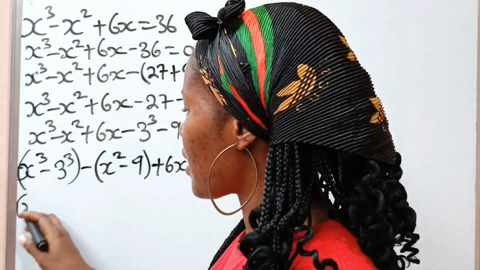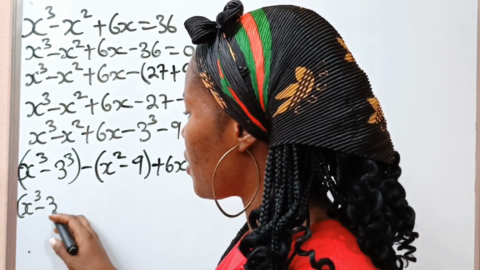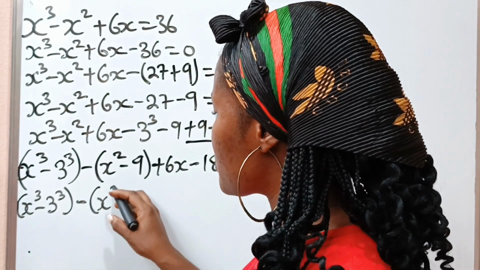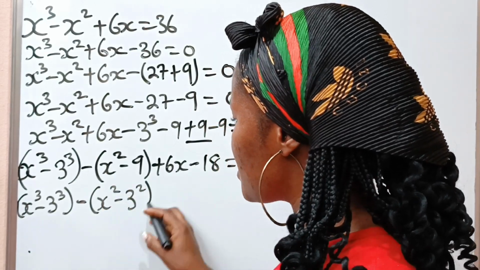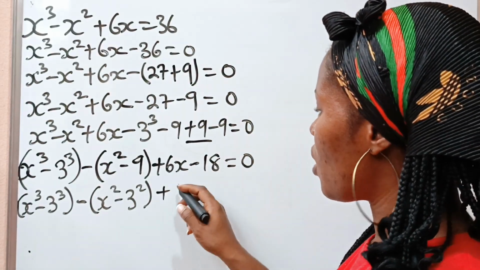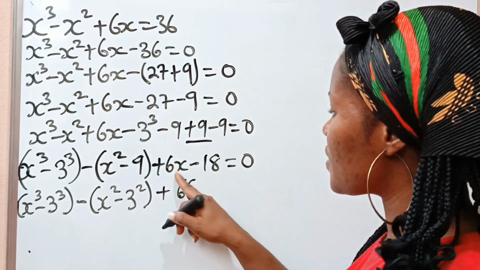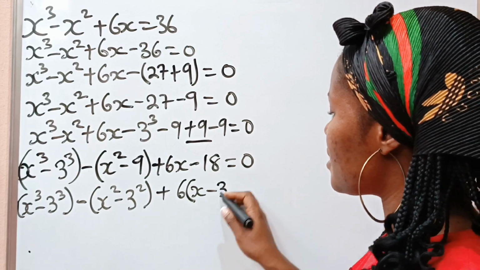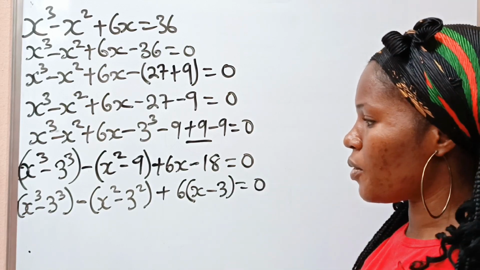So we have x to the power of 3 minus 3 to the power of 3 minus x squared minus 3 squared. Notice that I formed a difference of 2 squares from here. Plus, now let's factorize 6 out. 6x divided by 6 is x. 18 divided by 6 is 3, is equal to 0.